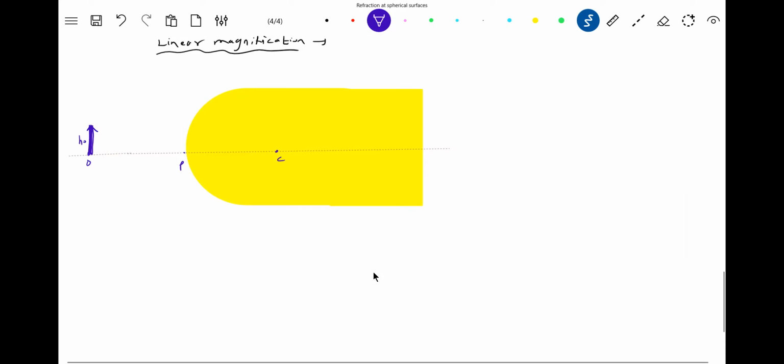Let this be the object AB. This extended object will send many rays, so we'll assume one ray, which is passing through the center of curvature. This is like some sort of normal, and any ray passing through the normal should go undeflected.